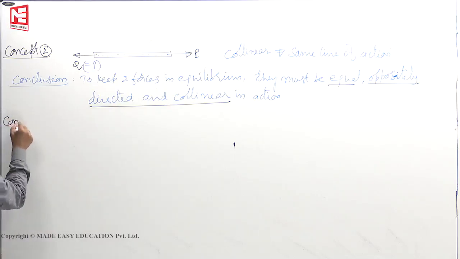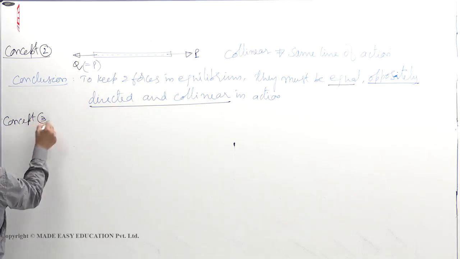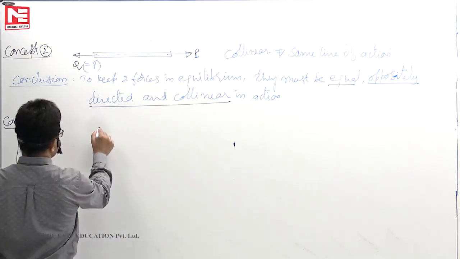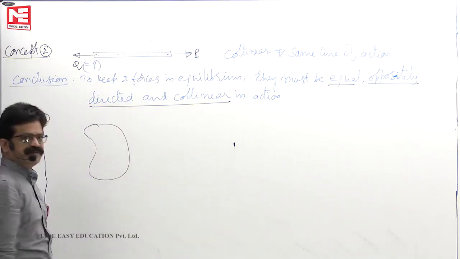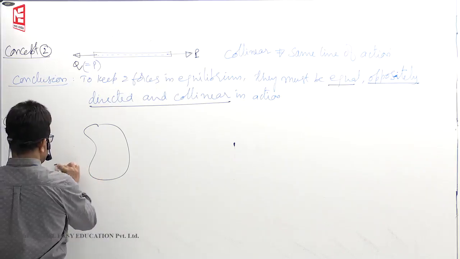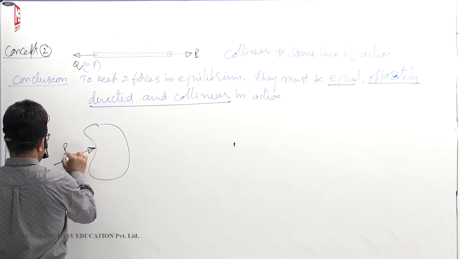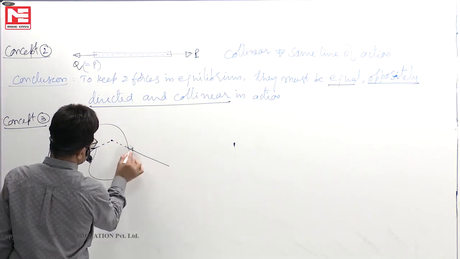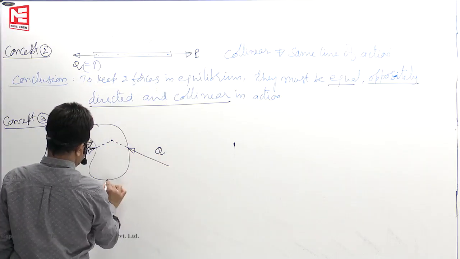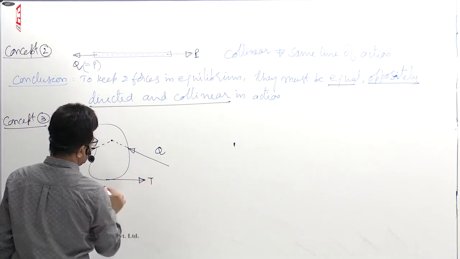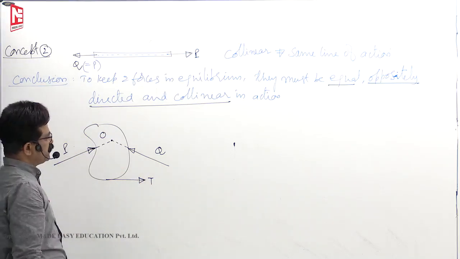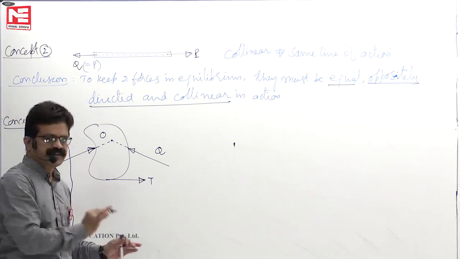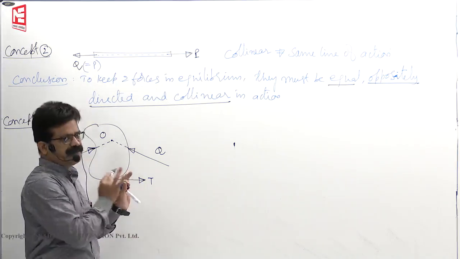Then third point: how to keep three forces in equilibrium. Assume that we have a block like this, subjected to only three forces. This is P, let us say Q, this is say T, this point say O. Only three forces are acting, and assume that it is already in equilibrium. That means equilibrium already happened.